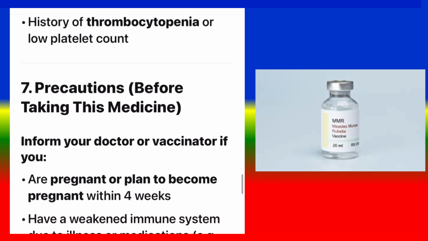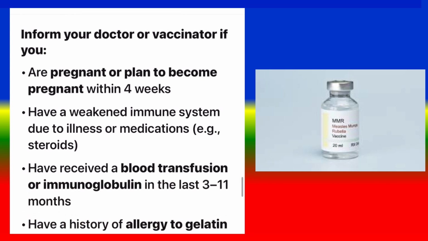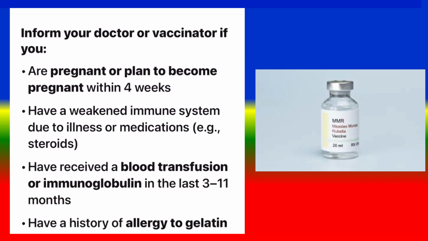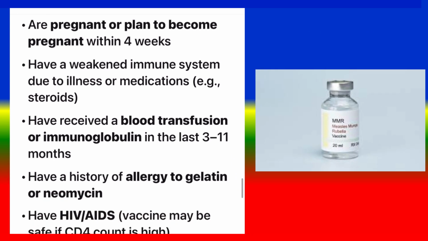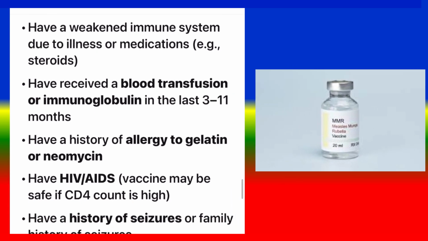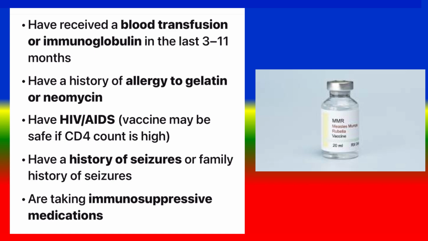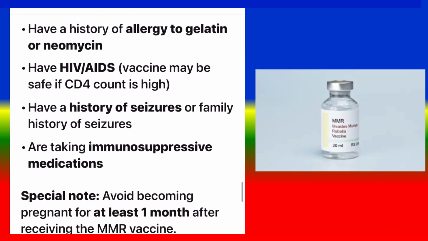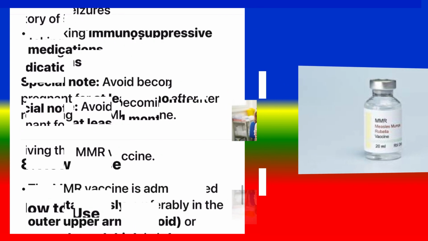7. Precautions. Before taking this medicine, inform your doctor or vaccinator if you are pregnant or plan to become pregnant within 4 weeks, have a weakened immune system due to illness or medications, e.g. steroids, have received a blood transfusion or immunoglobulin in the last 11 months, have a history of allergy to gelatin or neomycin, have HIV/AIDS (vaccine may be safe if CD4 count is high), have a history of seizures or family history of seizures, or are taking immunosuppressive medications. Special note: avoid becoming pregnant for at least 1 month after receiving the MMR vaccine.